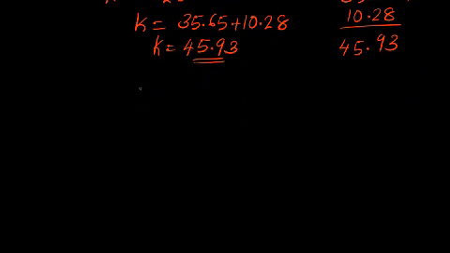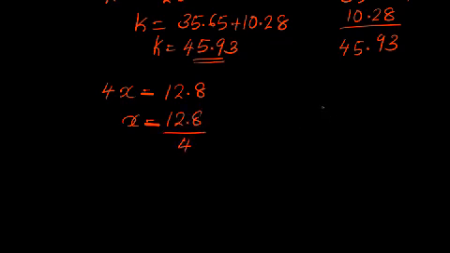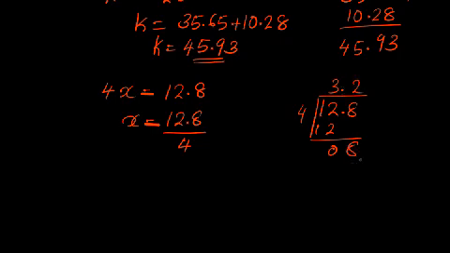Then next, if something multiplied by a variable is equal to a decimal. For example, 4 times x is equal to 12.8. How will you find x? X is equal to 12.8 divided by 4. How will you find 12.8 divided by 4? 4 into 12 is 3. 0, decimal point, bring down 8. 4 times 2, 8. So the answer is 3.2. X is equal to 3.2.